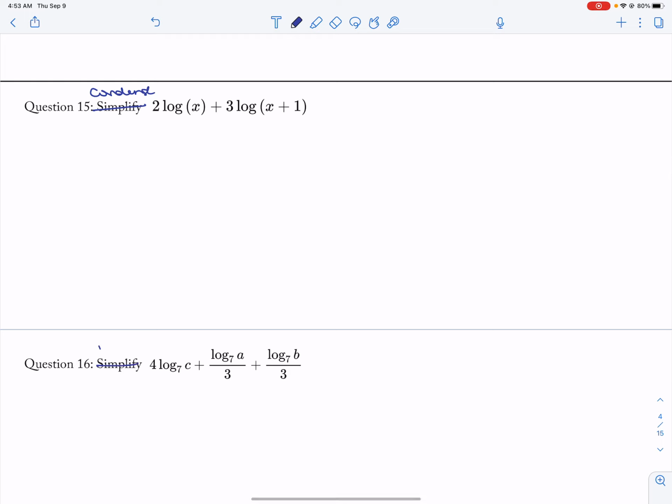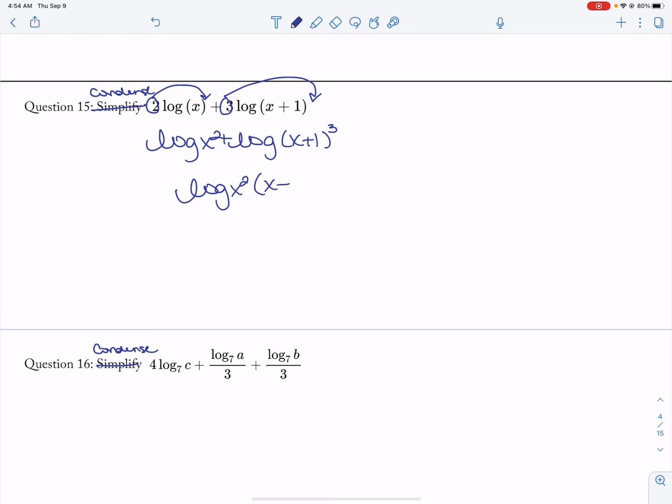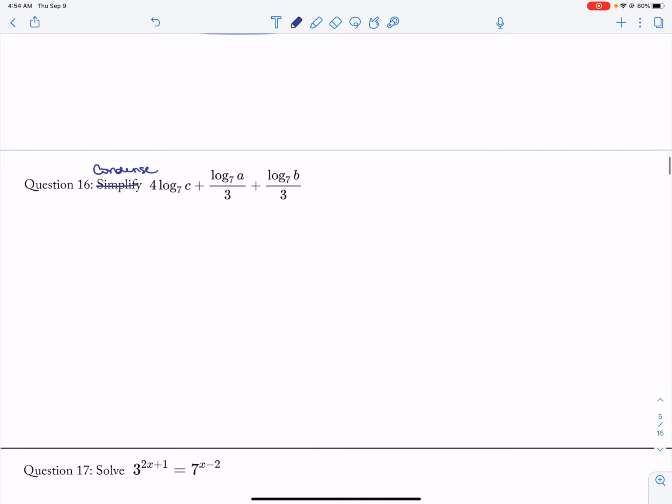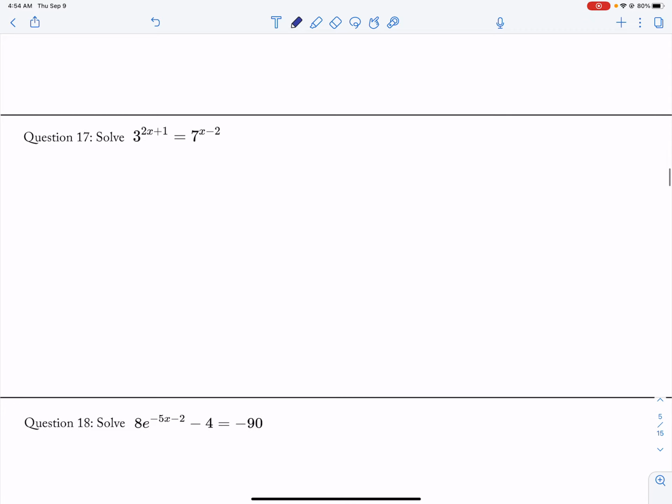This should say condense. 16 should also say condense. So I'm going to bring my 2 up. I'm going to bring my 3 up. So then this is the log of x squared plus the log of x plus 1 cubed. Addition means multiplication. So this is log of x squared, x plus 1 cubed. Okay. We're going to solve these. Let's see. So I would take the log of both sides to get rid of the exponent in the top.